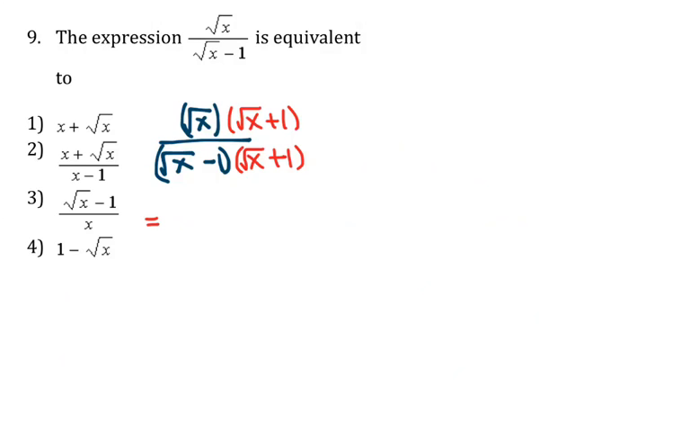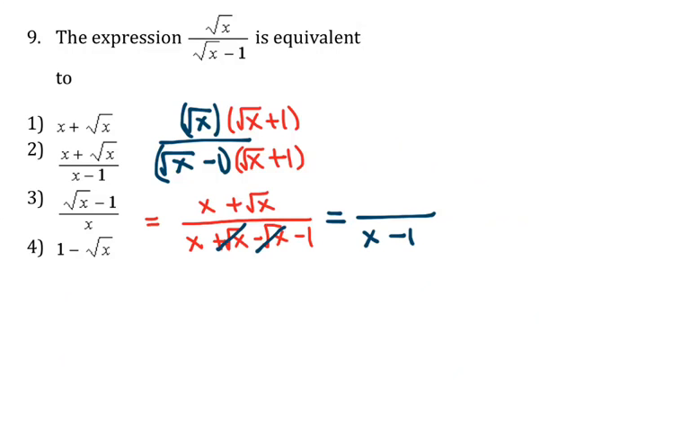Then what do we end up getting? On the bottom we get first times first is x, plus square root of x. Negative 1 times radical x becomes negative radical x, and minus 1. And on top, radical x times radical x is x, plus radical x. Then you realize that the two middle terms on the bottom cancel out because one is positive and one is negative. Then when I simplify, on the bottom we get x minus 1, on top we get x plus square root of x.